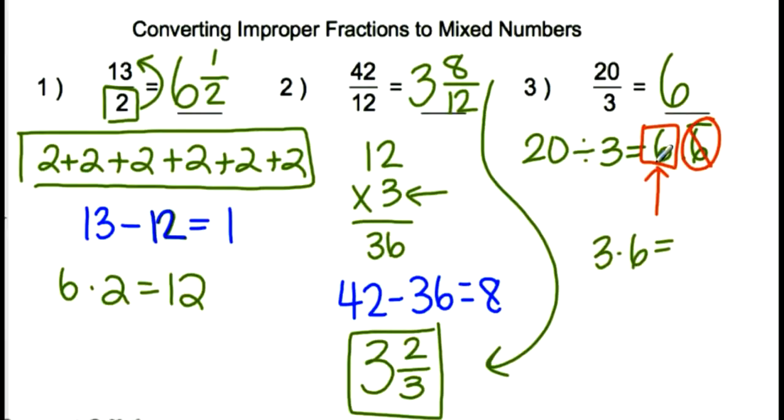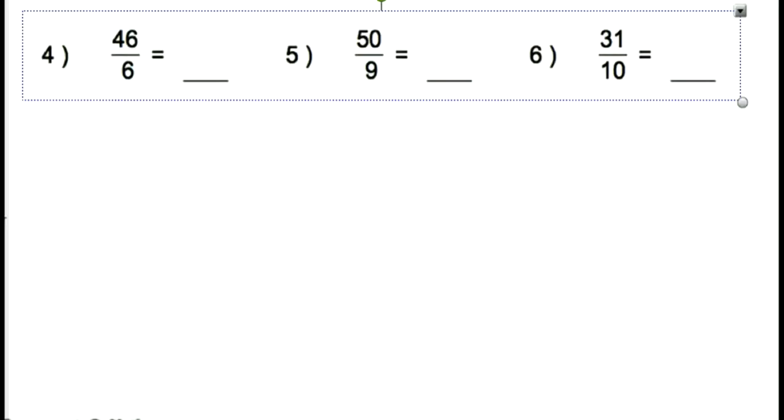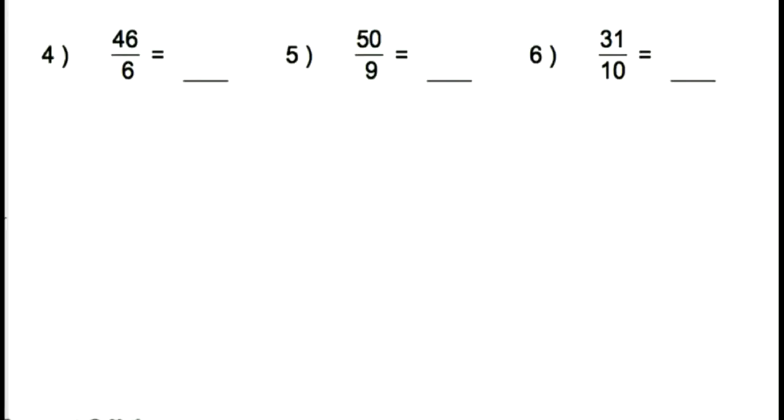Now I need to figure out what that equals. So 3 times 6 equals 18. And I'm going to have to take that 18 and subtract it from my numerator to get 2. So my new numerator is 2 and my denominator stays the same. So 6 2/3. Go ahead and pause your video and write these down. I want you to try to solve these and then press play to see the answer.